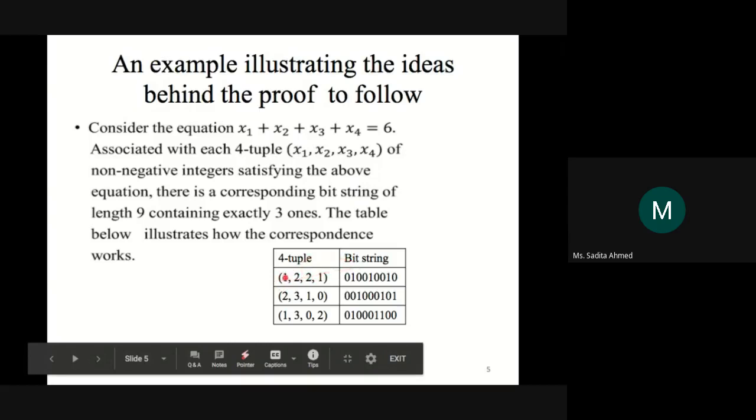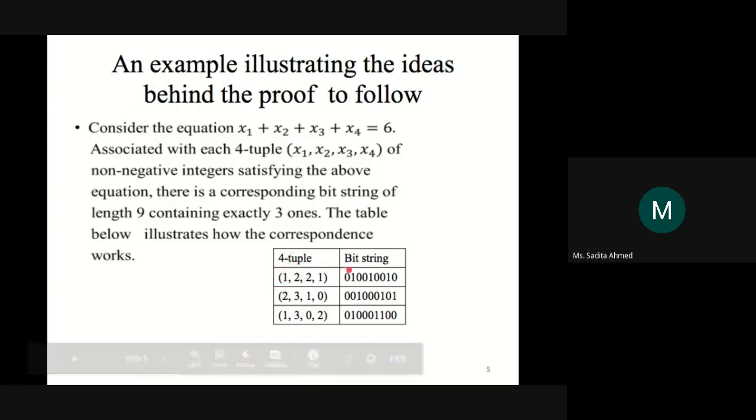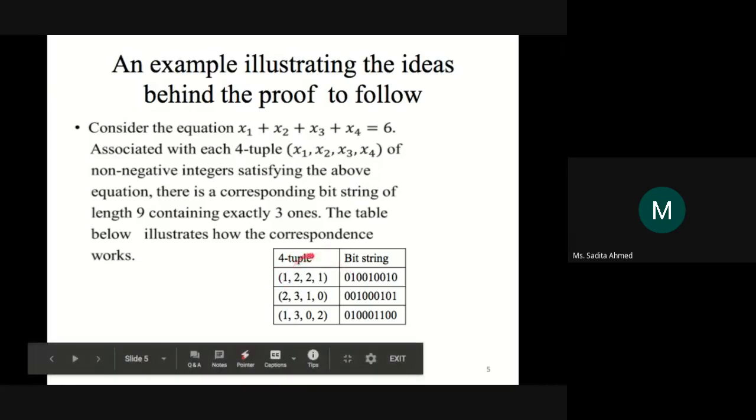So for the first value, x1 is equal to 1. To represent this one, we will use a single 0. Since x1 is equal to 1, we used a single 0 here. Before moving on to the next value, we will use a partition to separate the two values. We'll use a partition with 1. So 1 is the partition.